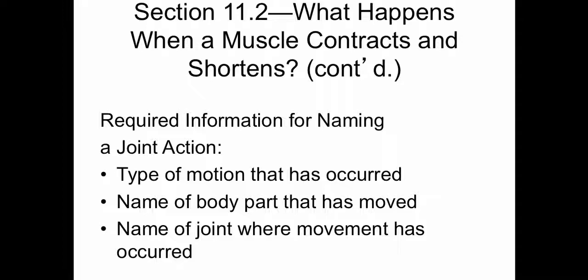When a muscle concentrically contracts, it causes motion to take place at a joint. To fully describe the action that takes place at the joint, three pieces of information must be provided: the type of motion that occurred at the joint, the name of the body part that moved, and the name of the joint where the motion took place.